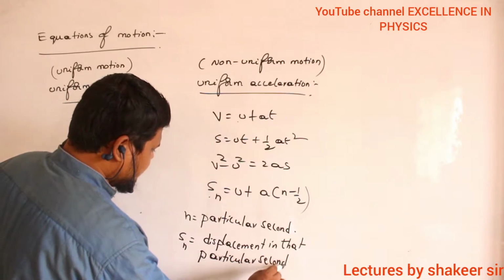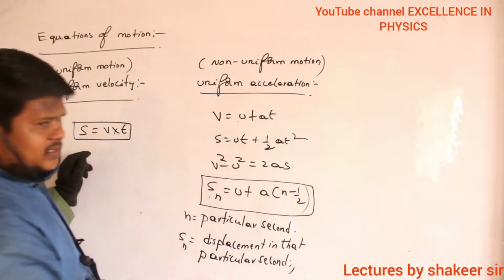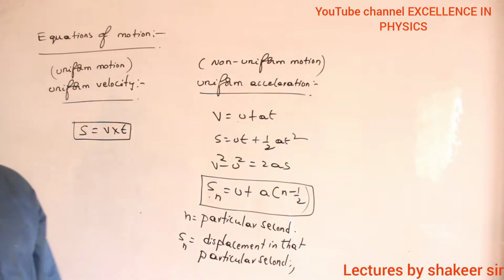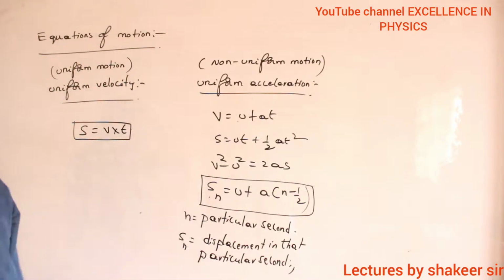Are you able to understand? So it means this is the equation to calculate displacement in only one second. For example, 3rd second, 4th second, 5th second. Clear? So these are the four equations which we have in non-uniform motion, or you can call it accelerated motion also.